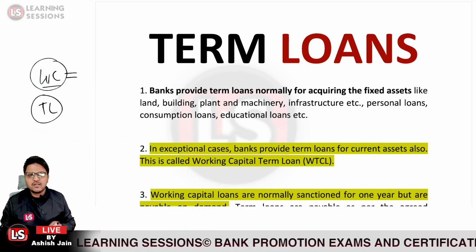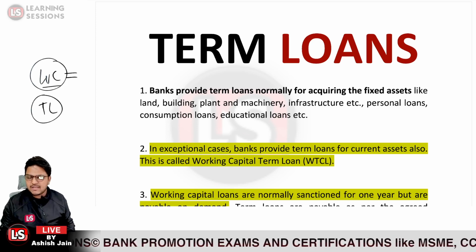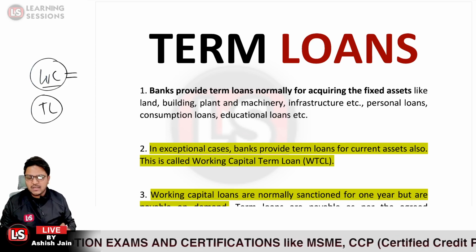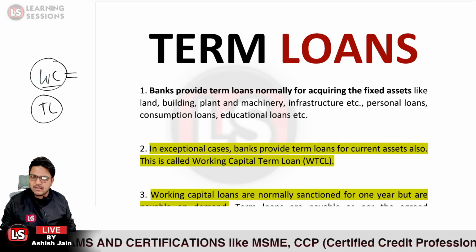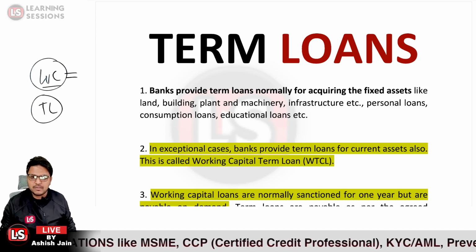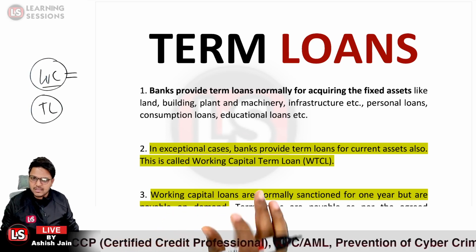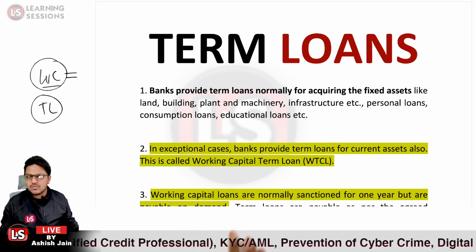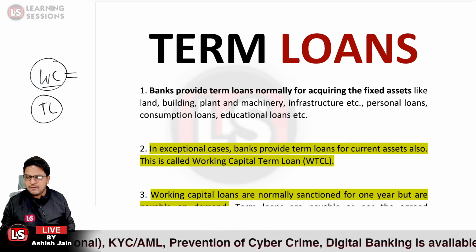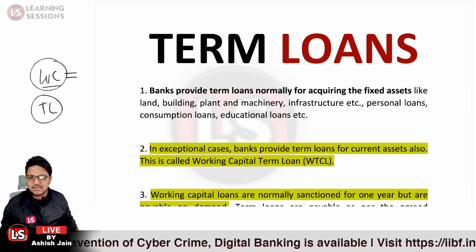So banks provide term loans normally for acquiring assets. Whensoever fixed assets are to be acquired, term loans are sanctioned. But exceptionally, in the case of working capital, term loans are also sanctioned. Those are said to be the working capital term loans, WCTL, in which the term loans are sanctioned in the form of working capital, and there is a fixed repayment schedule over which the EMIs or the repayments are to be made.